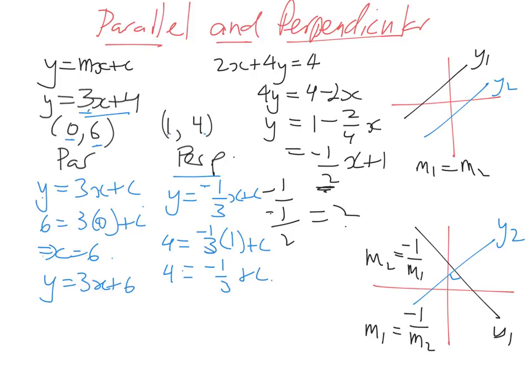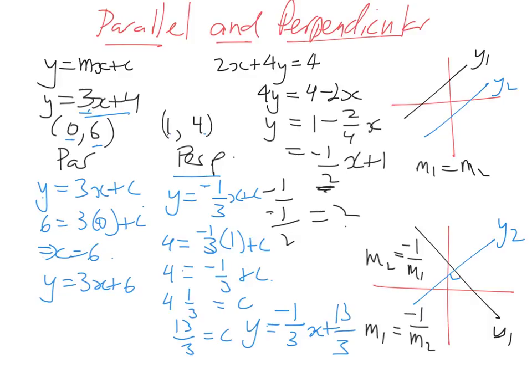So that comes over to the other side. It's going to be 4 and 1 over 3 equals c. That simplifies to 13 over 3 equals c. So the equation is y equals negative 1 over 3 x plus 13 over 3.